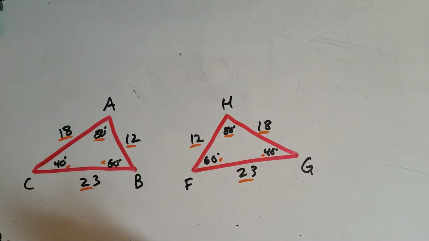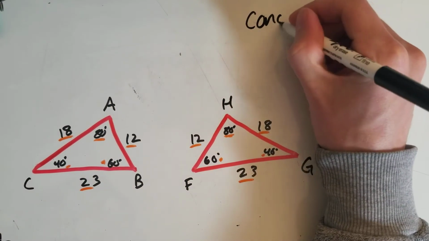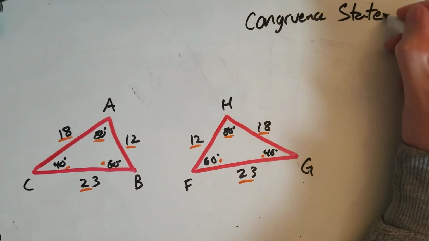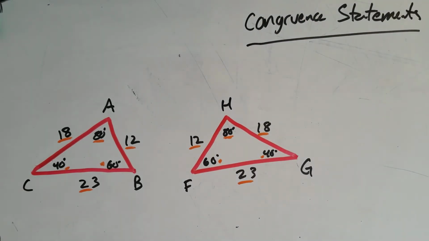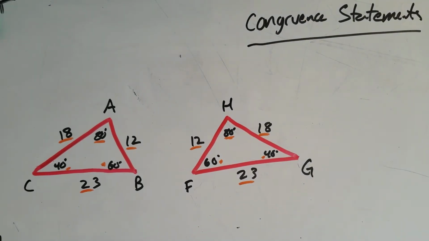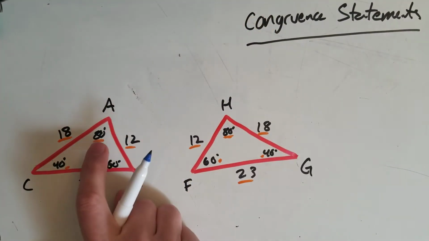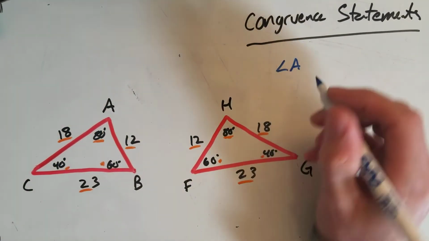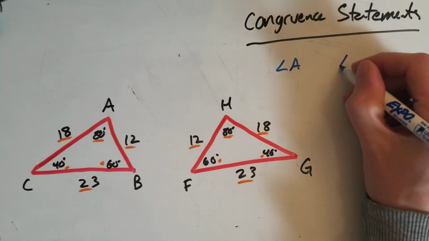Now what we can do when we know they're congruent, and that's just by checking to make sure everything has something that it pairs up with, we can write what we call congruence statements. When you write a congruence statement, all you're doing is stating the pairs of congruent parts, the corresponding parts. And what I mean by that is, let's say we have angle A, that's the 80 degrees right here, this angle. Angle A goes with angle H over on this other triangle. So they go with one another.